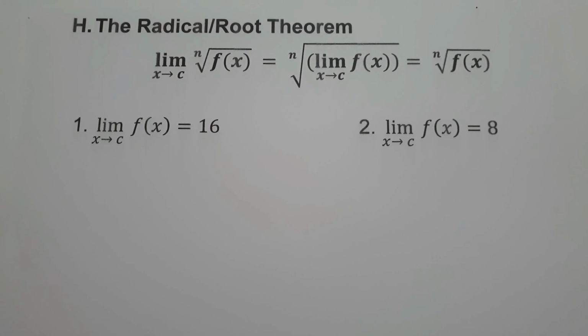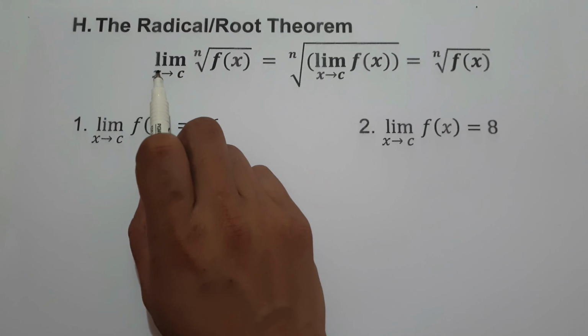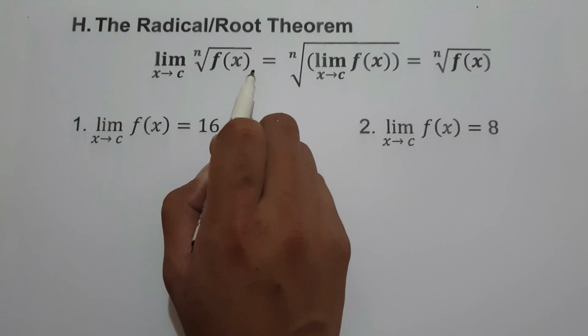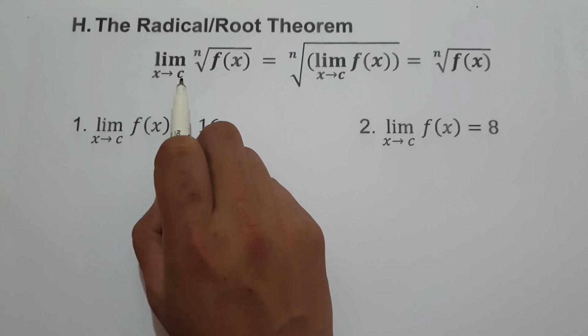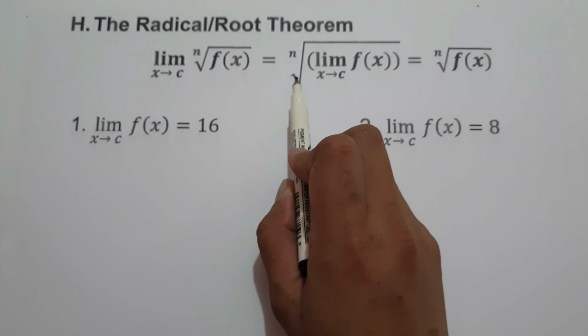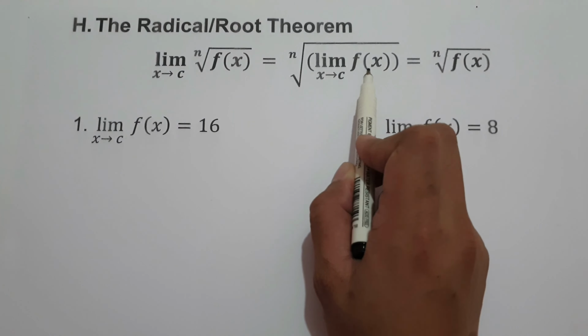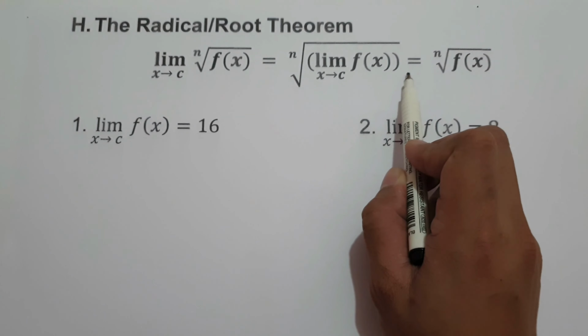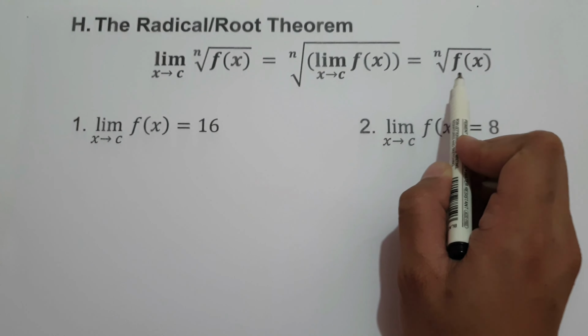The last theorem that we are going to discuss is the radical or the root theorem. When we say radical or root theorem, the limit of the nth root of the function is just the nth root of the limit of the function. It is written in the form of the limit of the nth root of f of x as x approaches c is equal to the nth root of the limit of f of x as x approaches c.